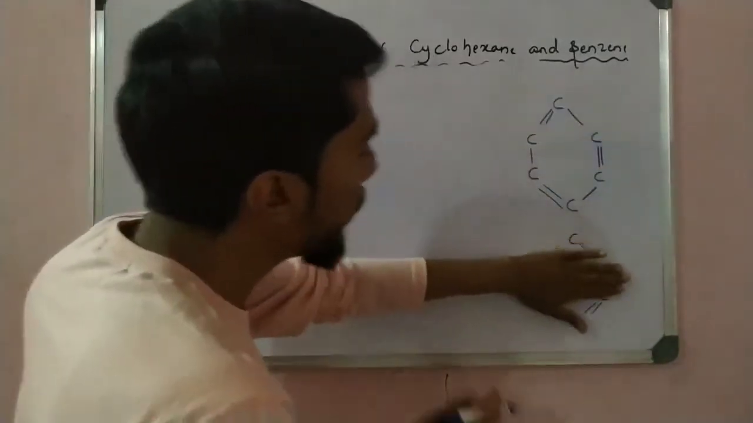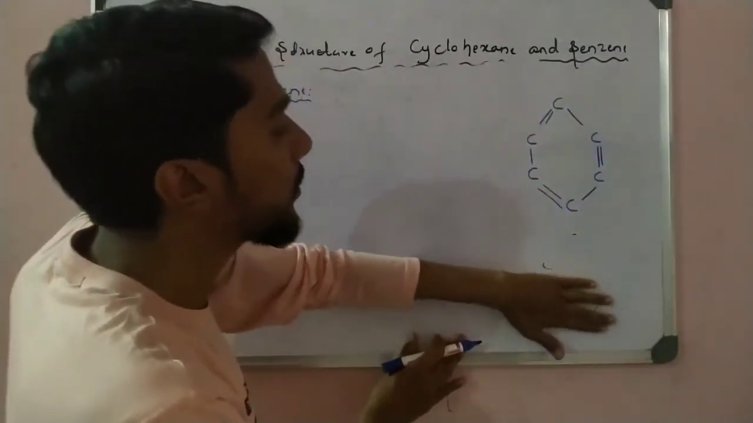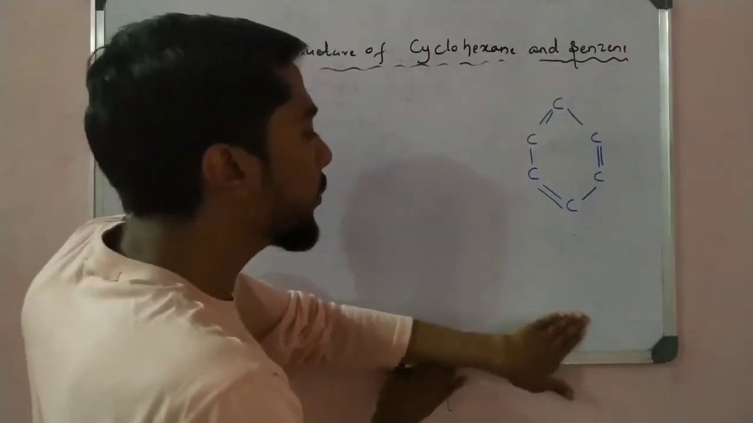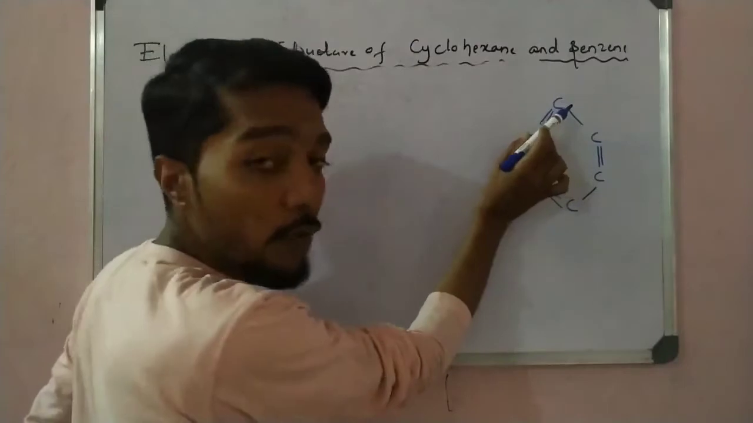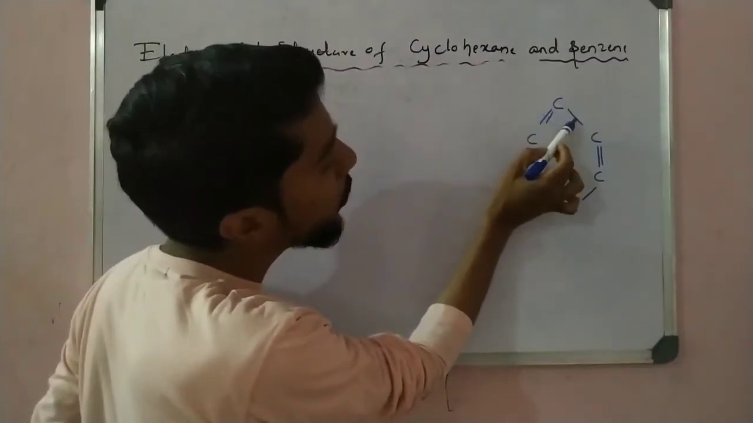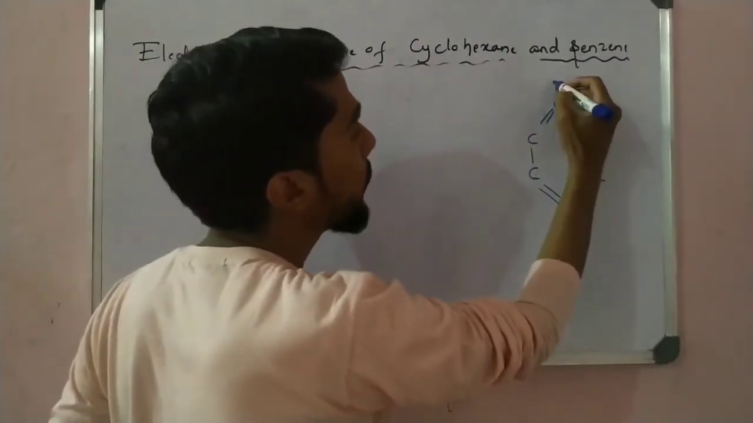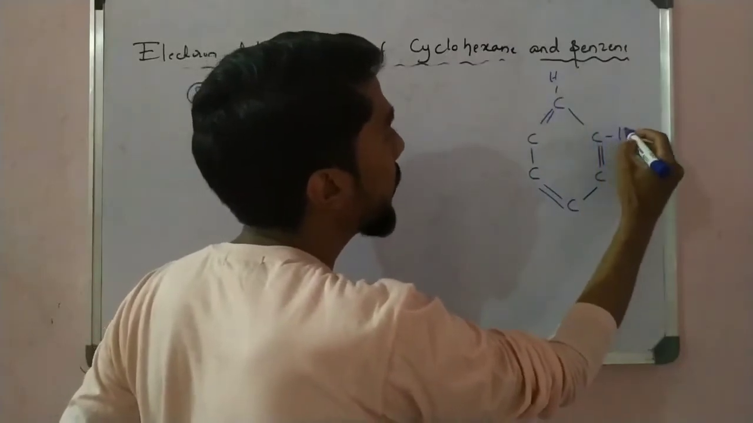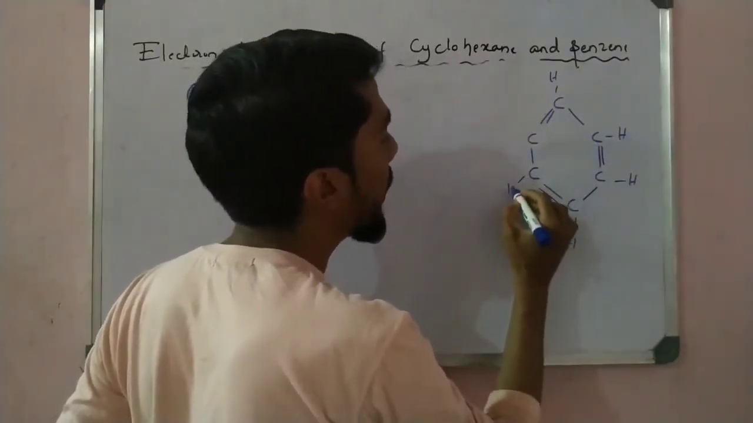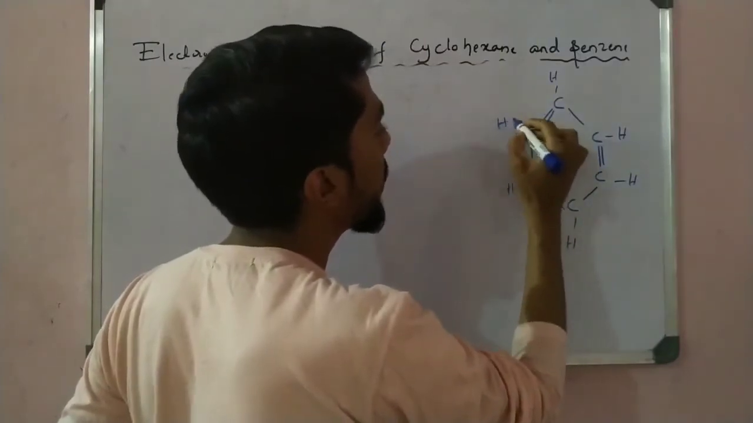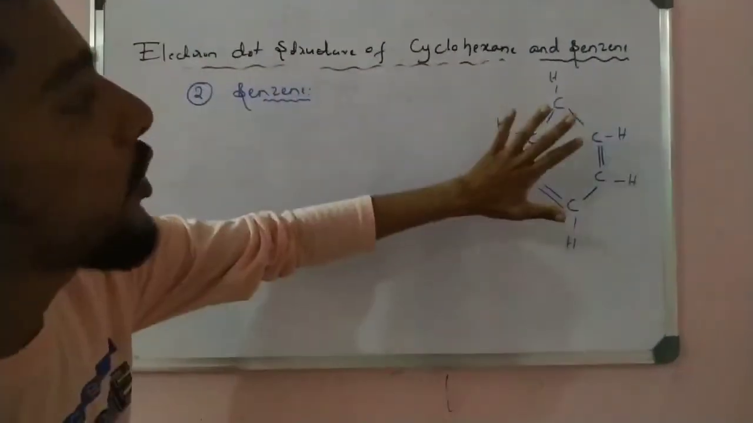Both are correct. So I can take first a single bond, then a double bond, single bond, double bond. See here, each carbon has 4 valency. This carbon has 1, 2, 3 valencies, meaning only one more is needed, and that carbon has 1 hydrogen. So total 4 valencies, right? So this is the structure of benzene.